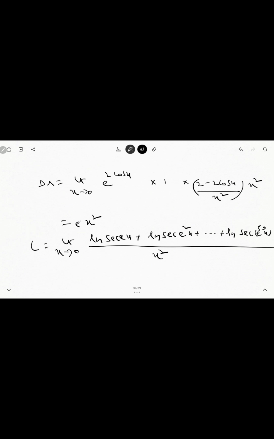E square is also there, it is e power 0, e power cos 0 is 1 now, so e square will be there, so we are getting e square x square. Correct or not? Now onwards apply 0 by 0 and L'Hospital's rule.